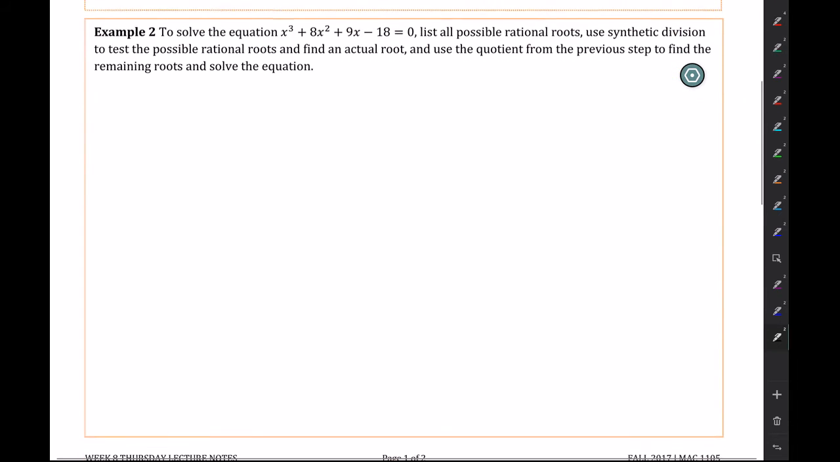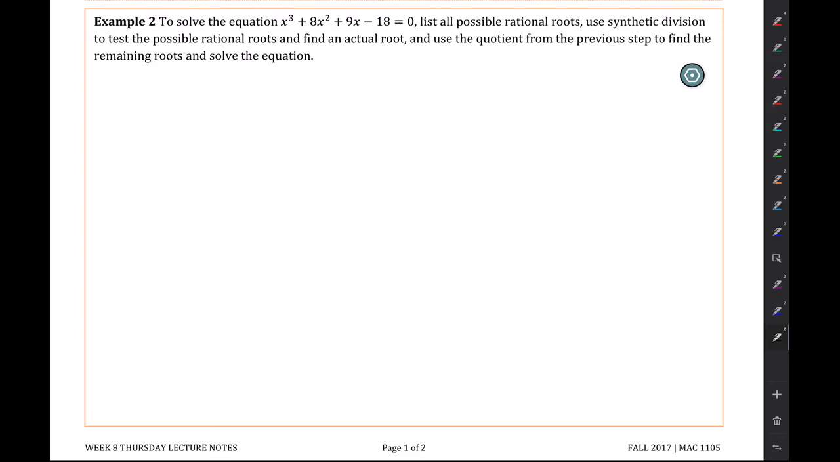All right. So now we're going to actually apply this theorem to actually find all the rational roots. So it says here, to solve this equation, you want to list all possible rational roots, use synthetic division to test the possible rational roots, and then find an actual root, and then finally use the quotient from the previous step to find the remaining roots and solve. So this is going to take a little while.